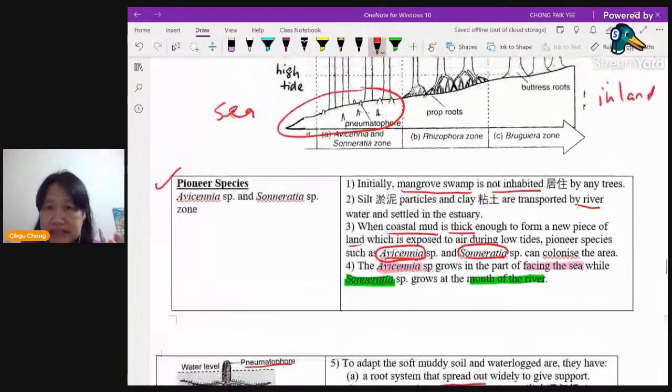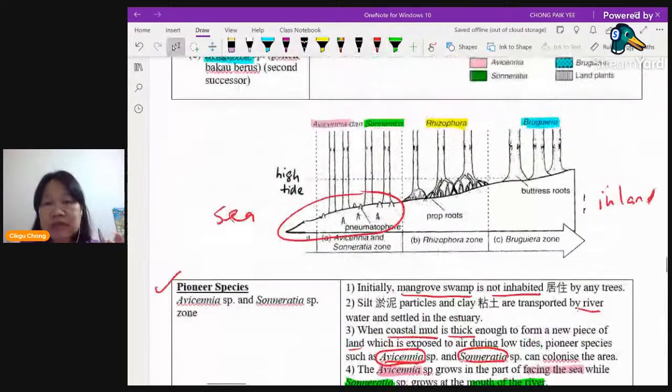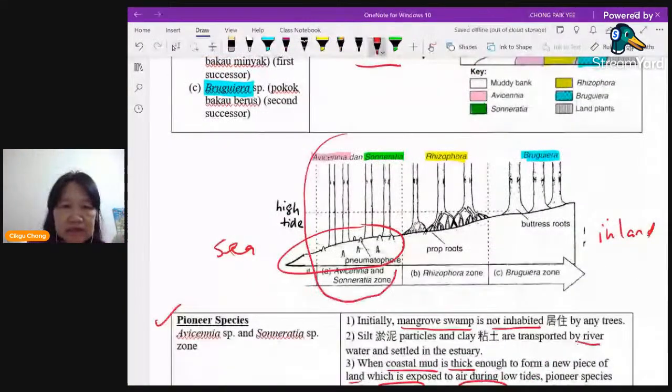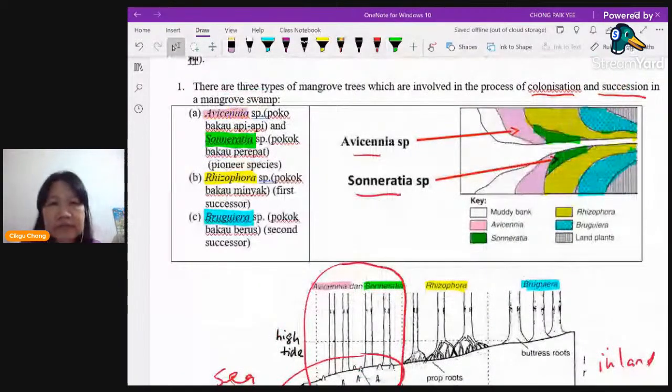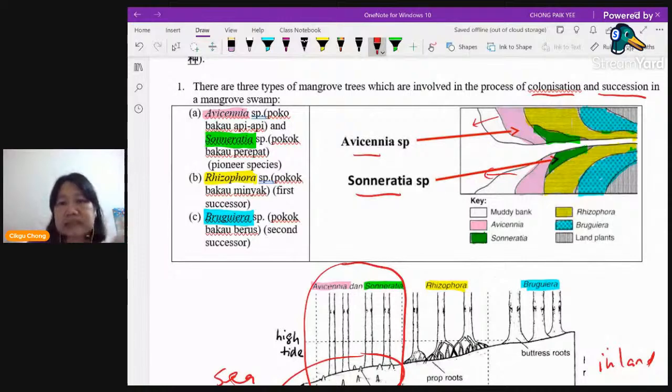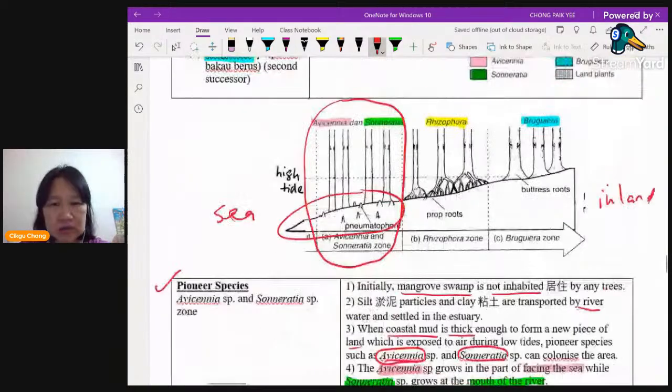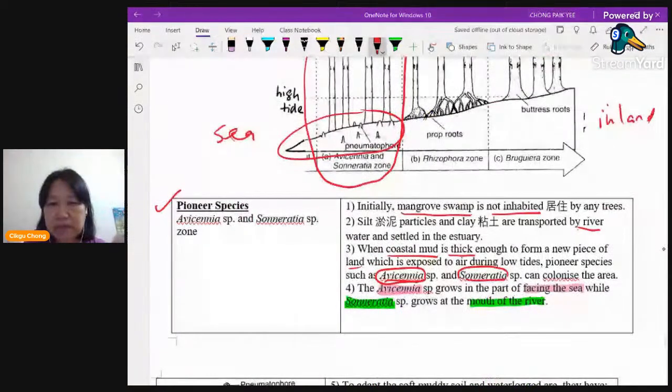There is a slight difference in where they occupy. If you look at the area, Avicennia and Sonneratia are in the first zone here. I put in different colors. For Avicennia, I colored in pink. They are more towards the estuary, more towards the sea. Whereas Sonneratia faces the river mouth, so a bit more inner. Avicennia is a bit nearer to the sea, while Sonneratia is a bit nearer to the mouth of the river. So Avicennia grows in the part facing the sea, while Sonneratia grows at the mouth of the river.